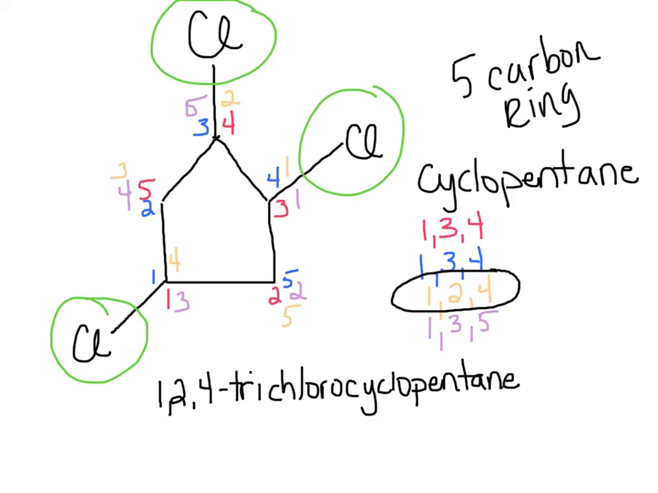So that gives us the name of the molecule for the ring, and it deals with the fact that we have many, many ways sometimes to count those ring structures to determine what the best set of numbers is, because we're always going to have 1 at carbon 1.